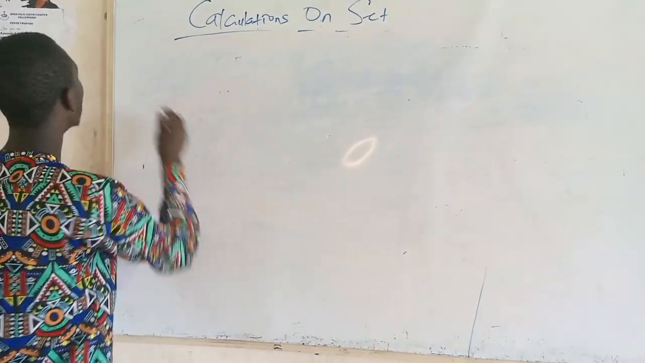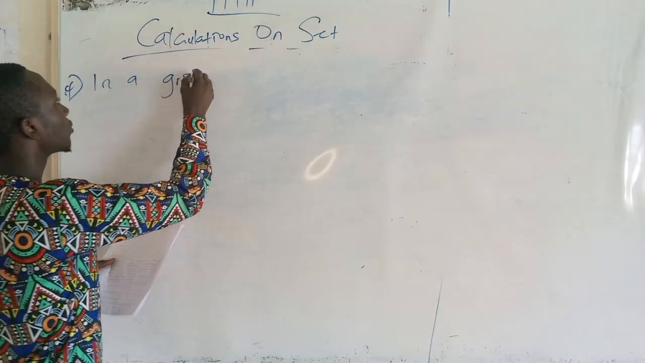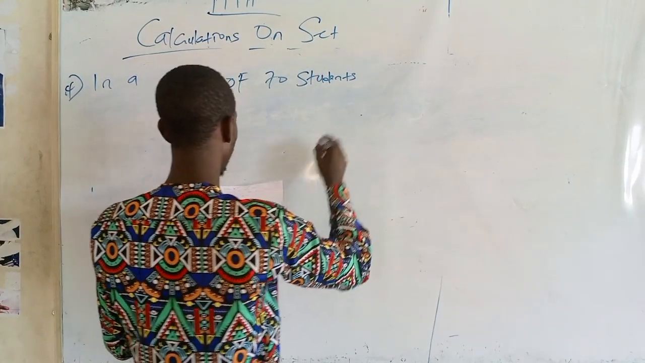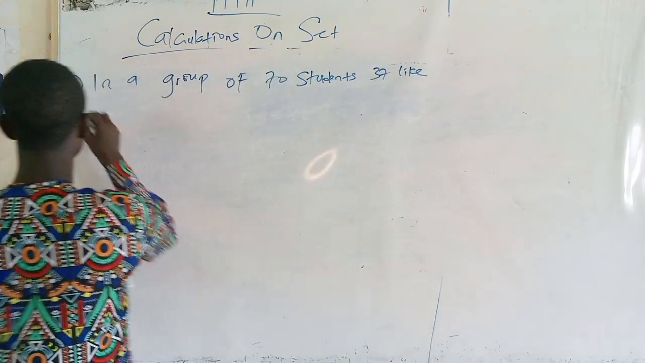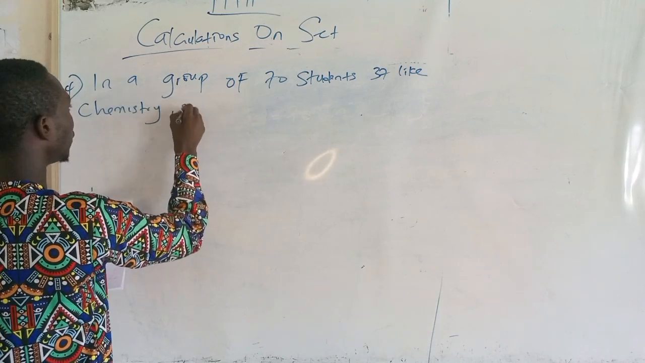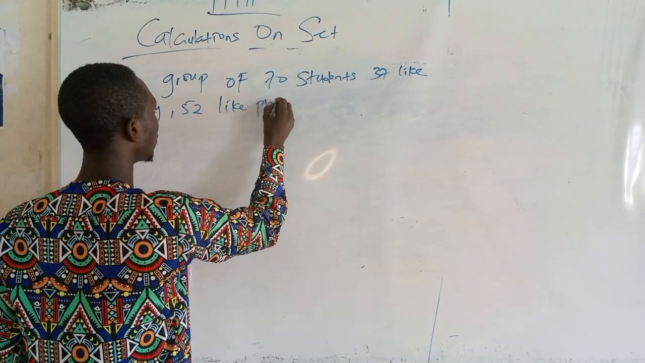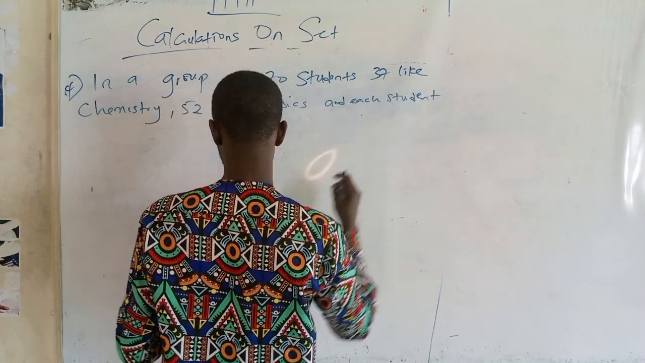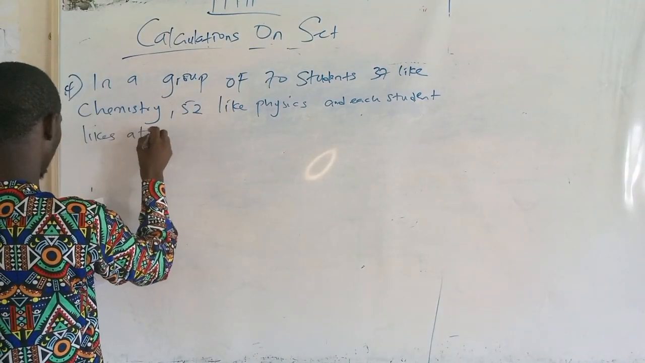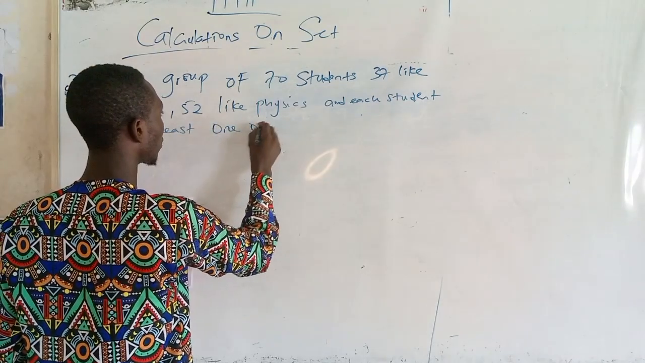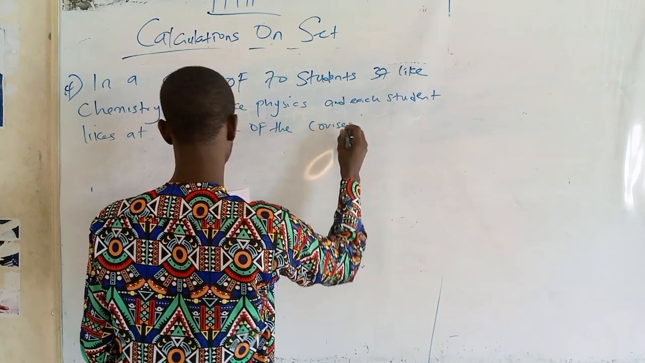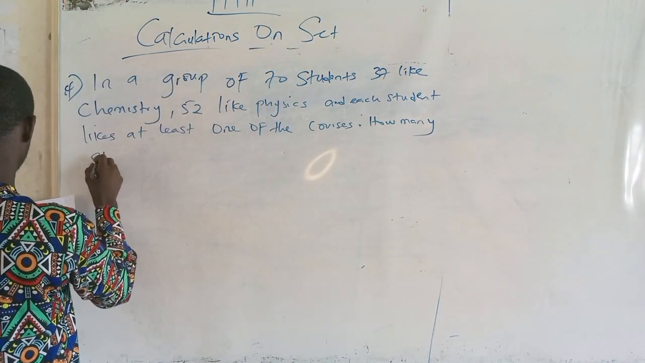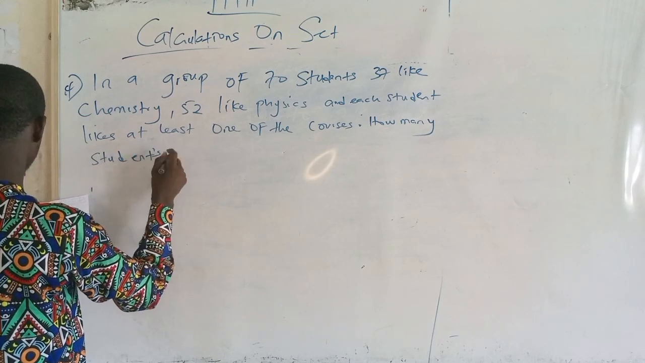Now this is the next question. In a group of 70 students, 37 like chemistry, 52 like physics, and each student likes at least one of the courses. How many students like both courses?